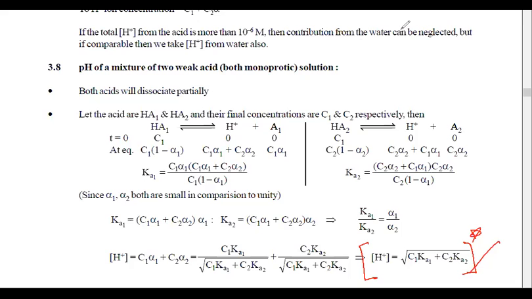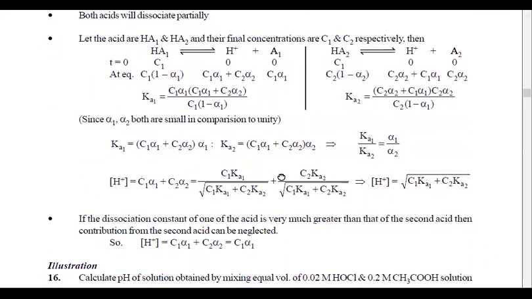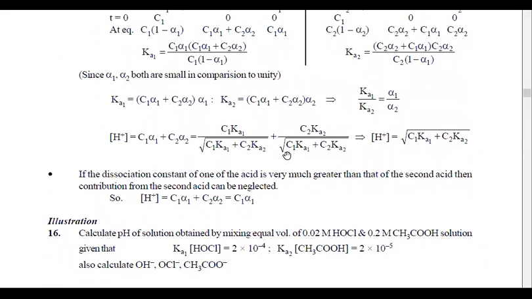Okay everyone, the same thing can be done for a base, right? Now before solving, try to solve this problem. Everyone, please try to solve question number 16.